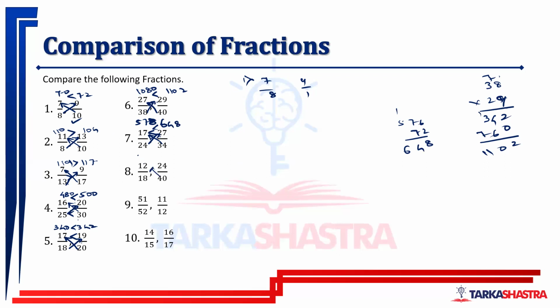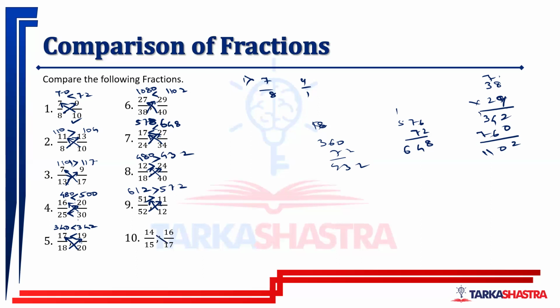12 into 40 is 480. 18 into 24 will be 180, 360, 72, 432. 480 is greater, so 12 by 18 is greater. 51 into 12 is 510 plus 102, that is 612. 52 into 11, 520 plus 52 is 572. 612 is greater, so 51 by 52 is greater.